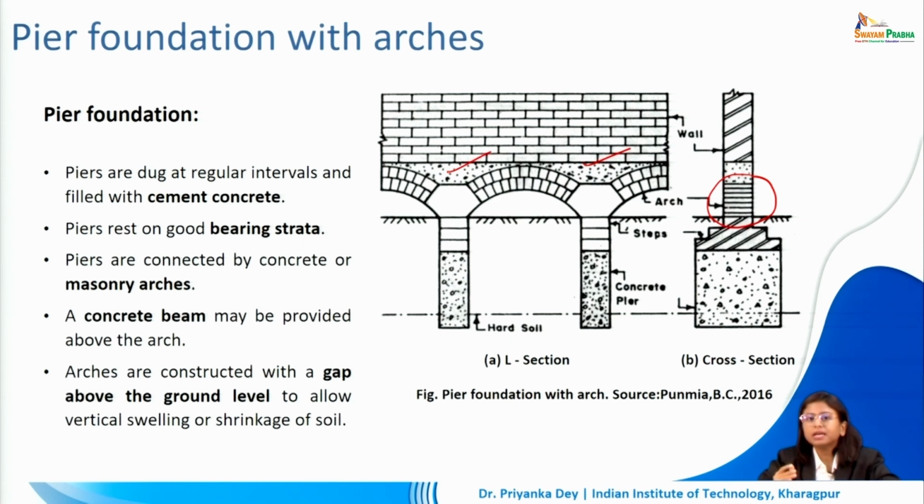Now these arches are constructed such that there is a gap above the ground level. Now why do we need this gap? Because seasonally we have learnt that black cotton soil is going to undergo shrinkage or expansion. So this vertical movement of soil, which is happening due to the change in volume of the soil due to moisture retention, has to be accommodated within this gap. So we are going to have to leave a significant amount of gap between these arches and the concrete beam from the ground surface, so seasonal variations in the soil volume can be accommodated.